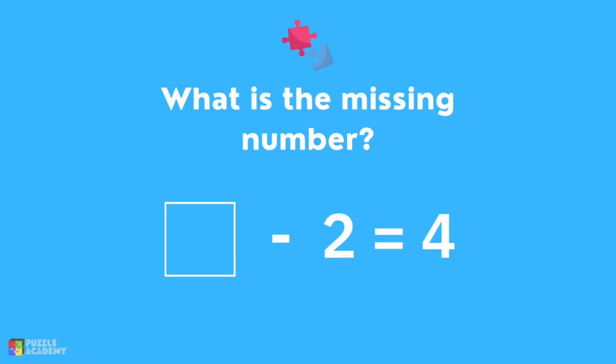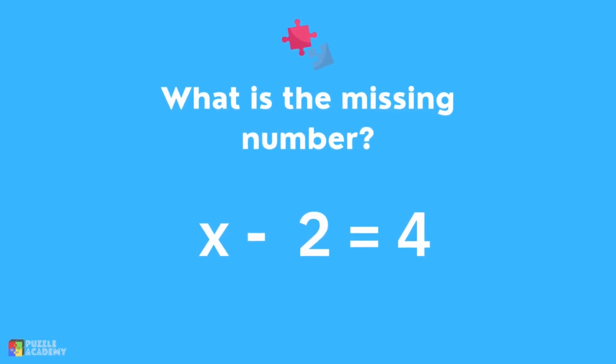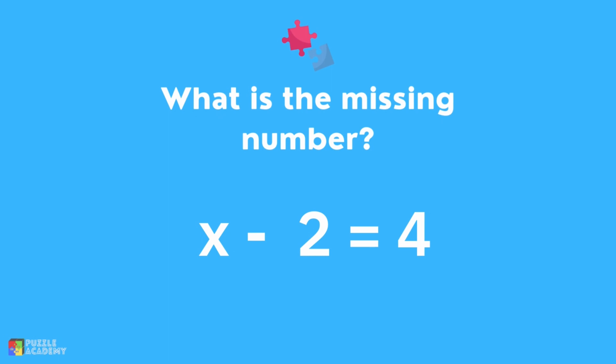Okay, the answer is 6, right? Because 6 minus 2 is equal to 4. Easy stuff. Well, in algebra, we don't use blank boxes. We use a letter, usually an X or Y, but any letter is fine. So we write X minus 2 equals 4. It is really that simple.